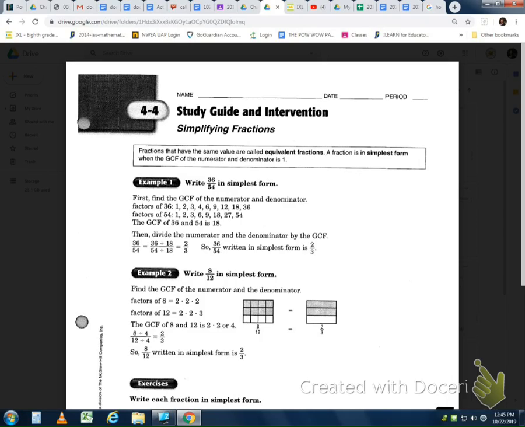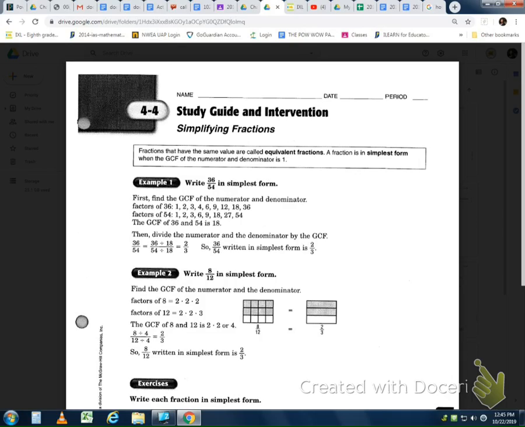Fractions that have the same value are called equivalent fractions. A fraction is in simplest form when the greatest common factor, GCF, of the numerator and denominator is 1. It's an equivalent fraction because it would have the same value if you simplified it out, or divided it out and changed it to a decimal. It looks like they recommend 2 ways to simplify fractions.